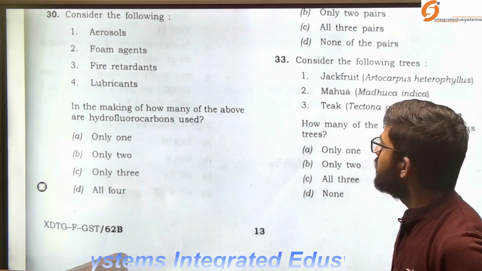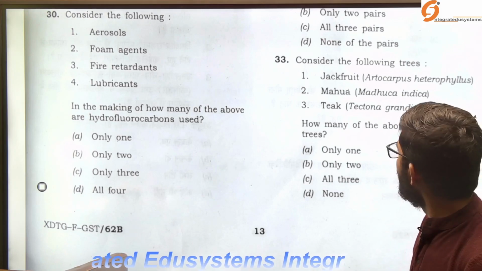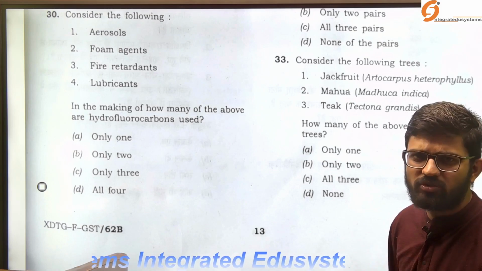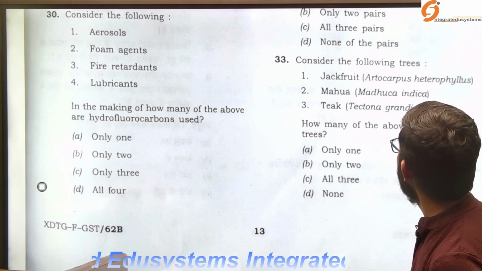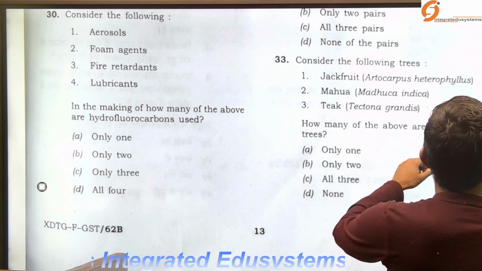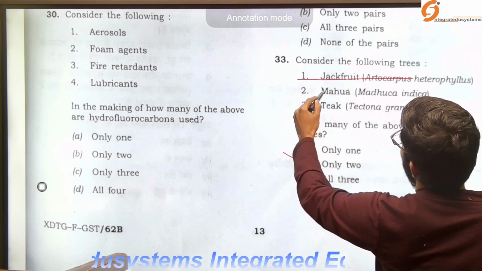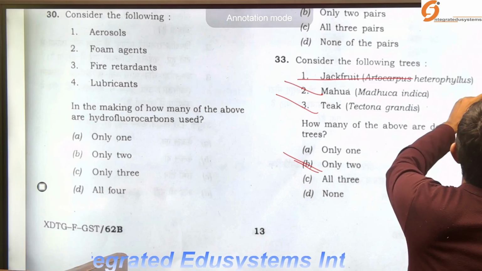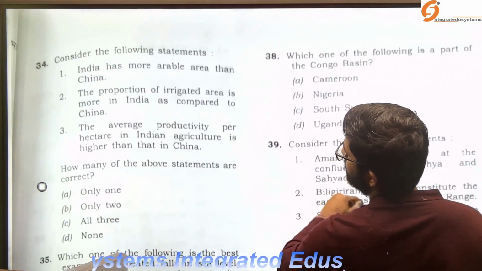Question 33. Consider the following trees: jackfruit, mahua, teak. How many of the above are deciduous trees? This was one of the easiest. With respect to jackfruit, we know definitely it's not deciduous. So mahua and teak are definitely deciduous trees. So the answer is B, only two. That was wrong. This was right. So only two. Next question.